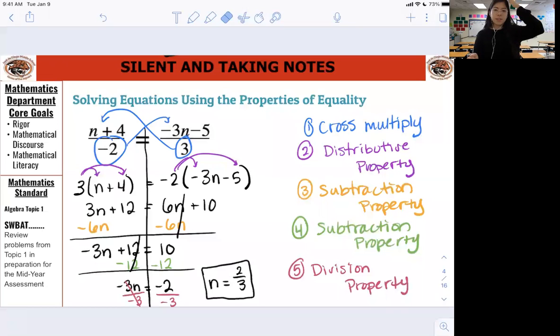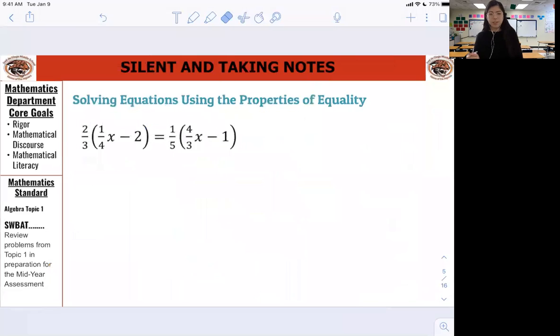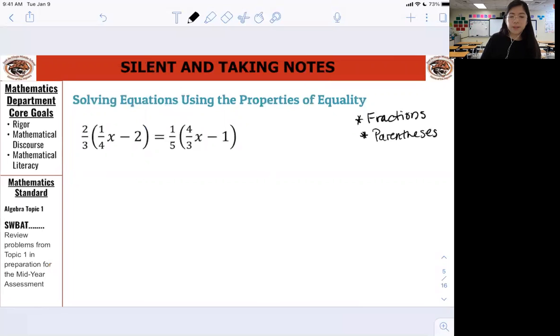Okay, all right, let's do another one. Like I said, we have more fractions. So here's a kind of a more intense one. There's a lot of fractions, right? What else do we see? So we definitely have fractions. What else do we have? Parentheses. Yes, parentheses. So we definitely want to get rid of both of those things.